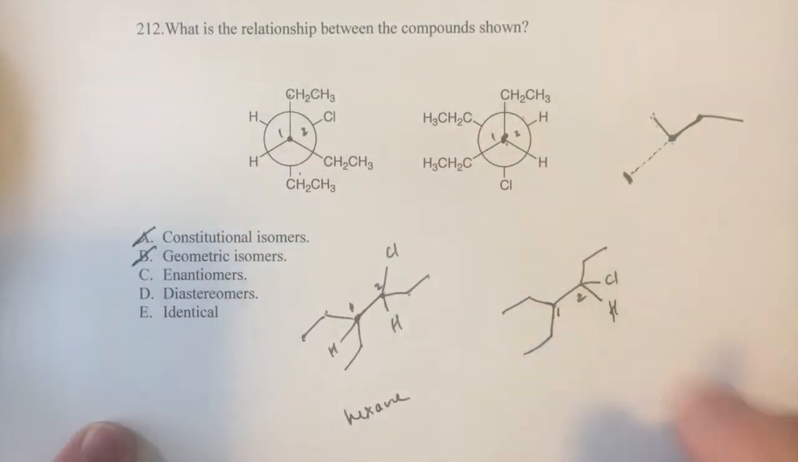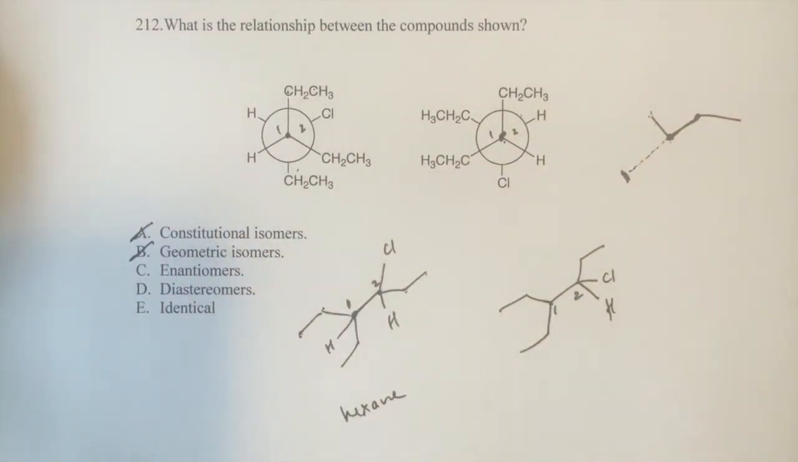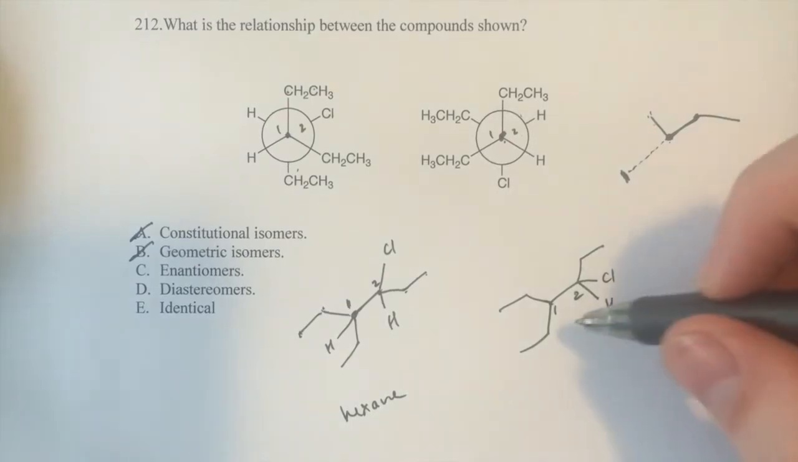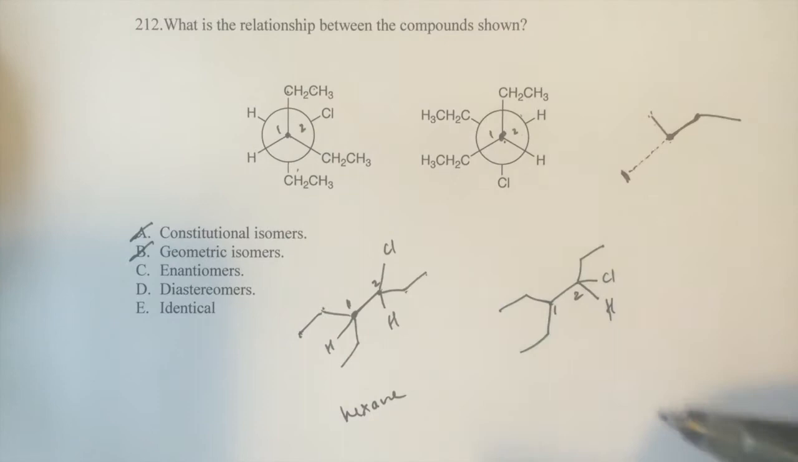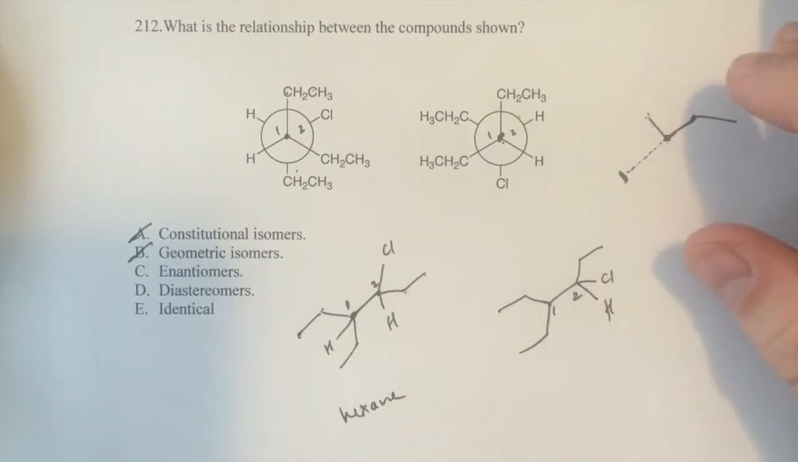They're not geometric isomers. Remember, geometric isomers are cis-trans isomers, so they're not going to be correct because there's nothing that's cis or trans here. You have to have a compound that has a ring or an alkene. There need to be some sort of obstruction to the bond rotation in order to have geometric isomers.